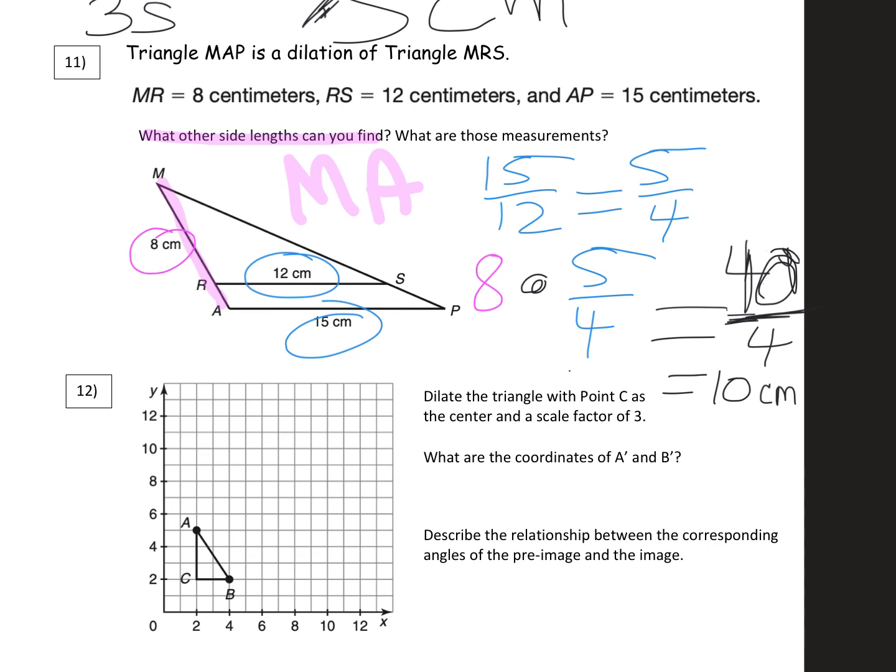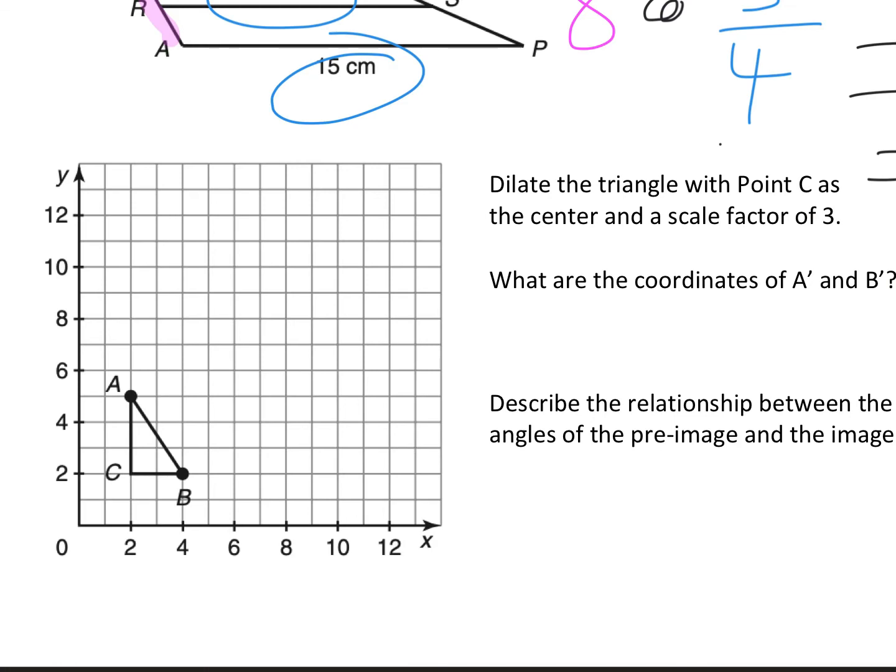Yeah, good job. So remember, if you're not given one of those corresponding sides, at least here in 8th grade algebra, we don't know how to do that yet. So all you could find was that one side. Okay, that's a good strategy too, ma'am. Yes. At least number 12.